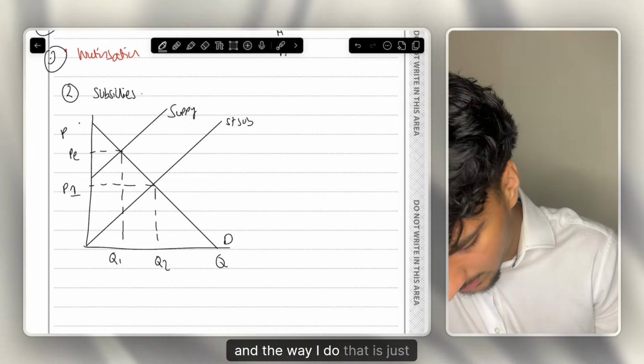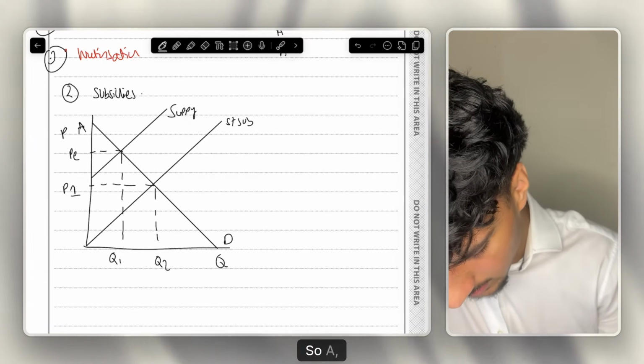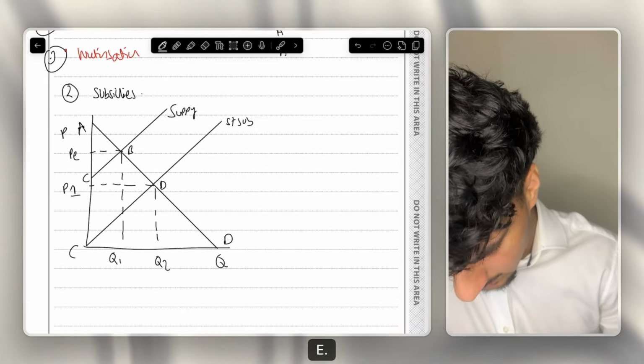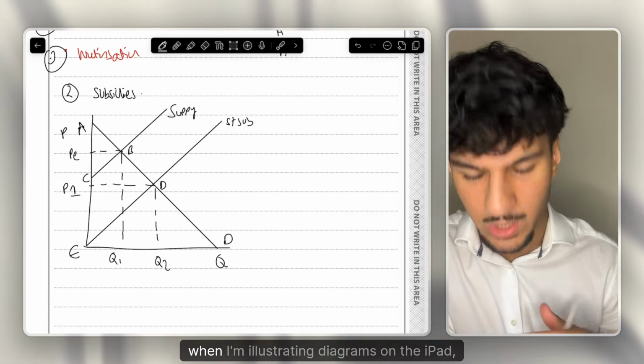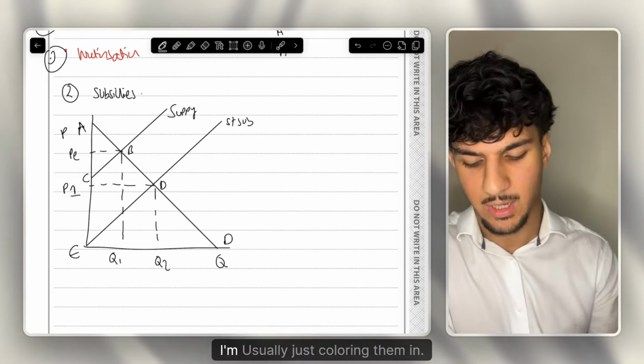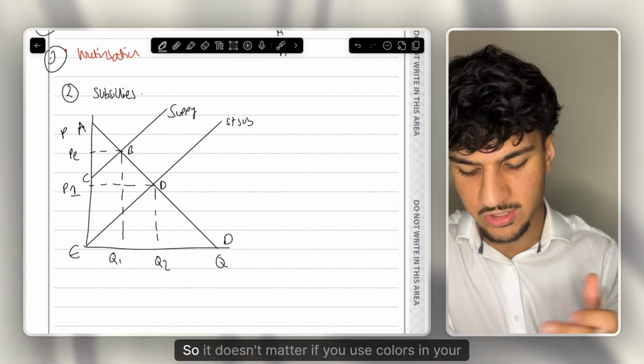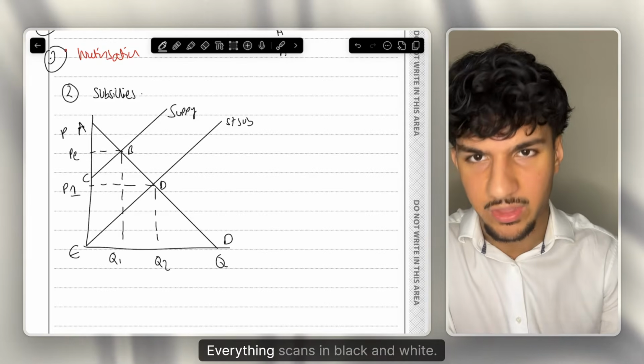And the way I do that is just labeling this up. So A there, B, C, then D, E. Remember one thing: when I'm illustrating diagrams on the iPad, I'm usually just colouring them in, but your exam paper is going to scan in black and white. So it doesn't matter if you use colours in your exam, everything scans in black and white.